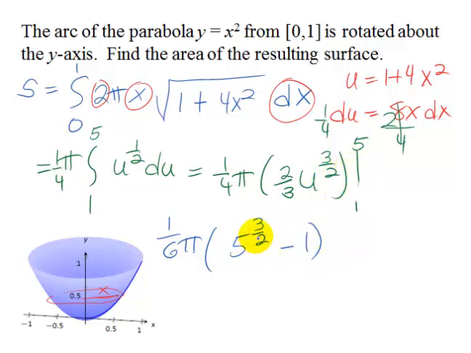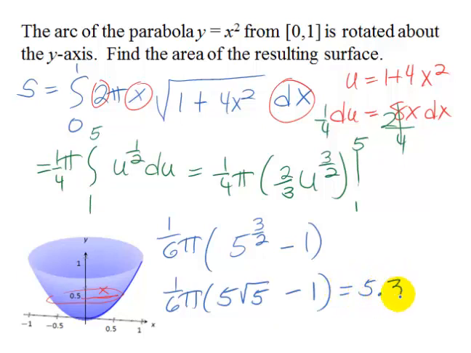And then we can simplify this just a little bit, because essentially this means the square root of 5 cubed, and so we could have one of the 5's there. So here we've got 1/6 pi, and then 5 square root of 5 minus 1. And we could leave it like that in exact form. We could put it in a calculator and get a decimal approximation of 5.3 if we needed that.